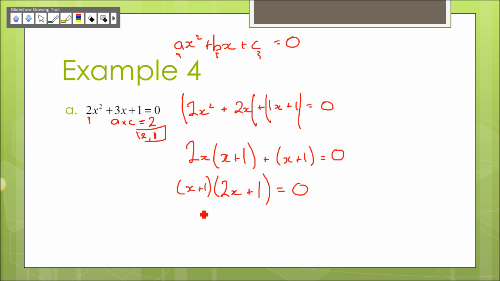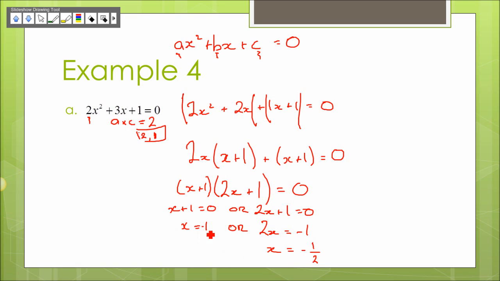From here we can solve. So using the null factor law, it implies that either x plus 1 equals 0 or 2x plus 1 equals 0. Now we need to solve these. That means x equals minus 1 or 2x equals minus 1, which means x equals minus 1 over 2. So that's completely solved it now.